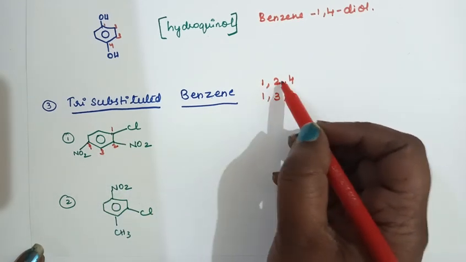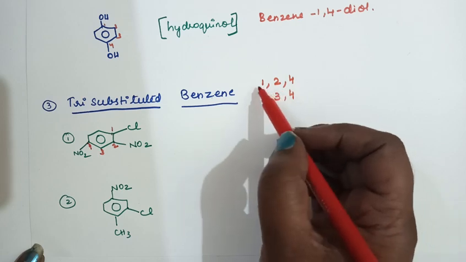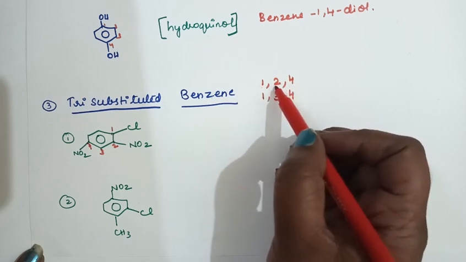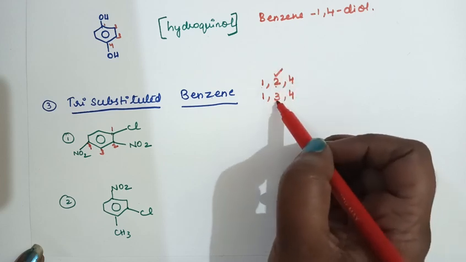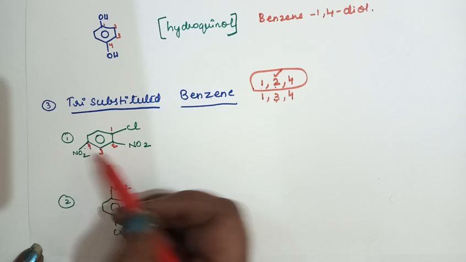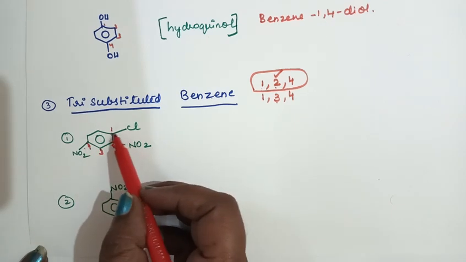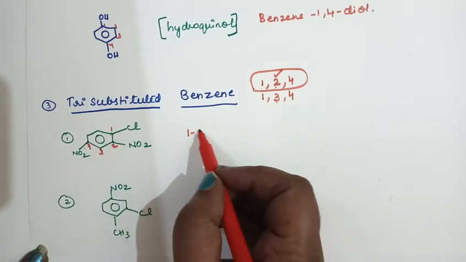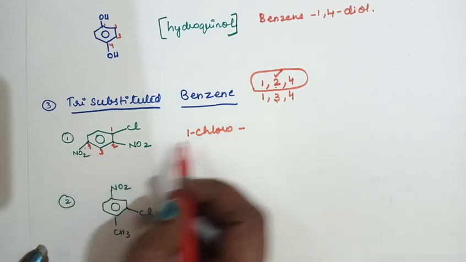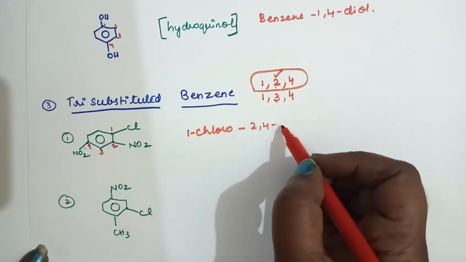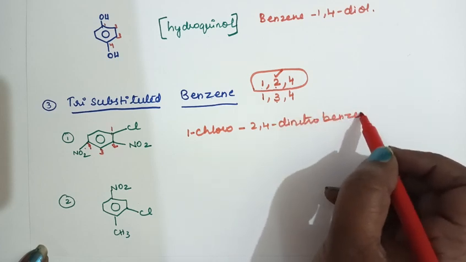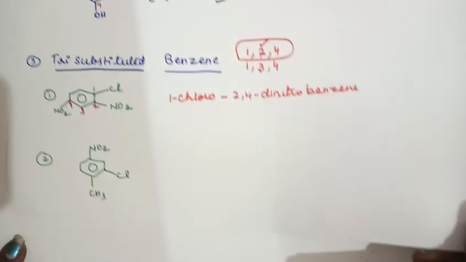So see here, which is the better numbering? This will be the one, because the lowest number is here. 1 is okay, but see here, this is the lowest number compared to this. That is why we are choosing this one. 1, 2, 3, 4. So 1 chloro, 2 comma 4 dinitro benzene. So this is the IUPAC nomenclature.